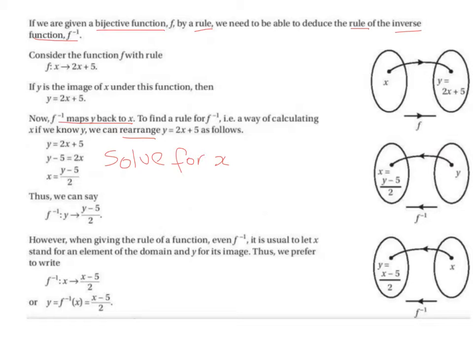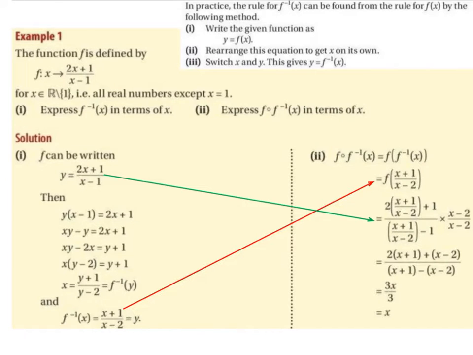And then in the last step, we just swap our y's for x's and x's for y's. So this y became this x. This x equals became y equals, and y minus 5 over 2 became x minus 5 over 2. So let's have a look at an example. So these are the steps that we're going to follow.